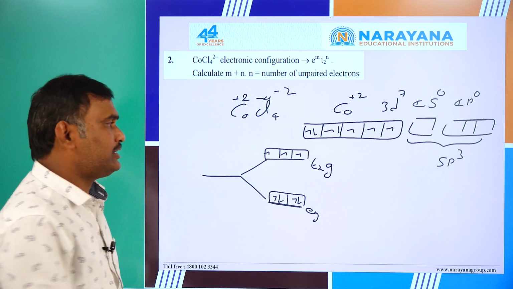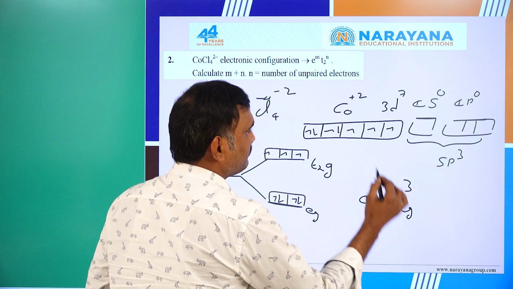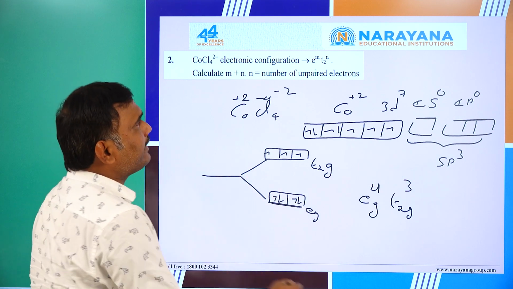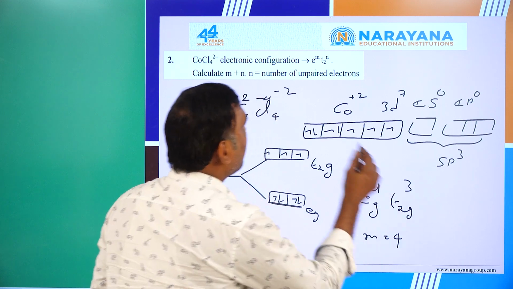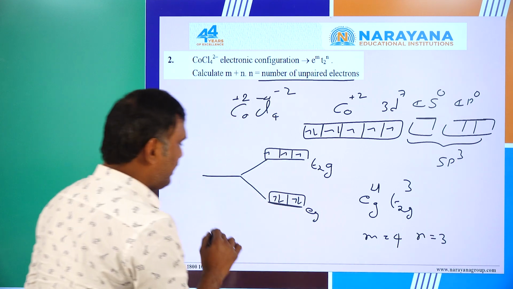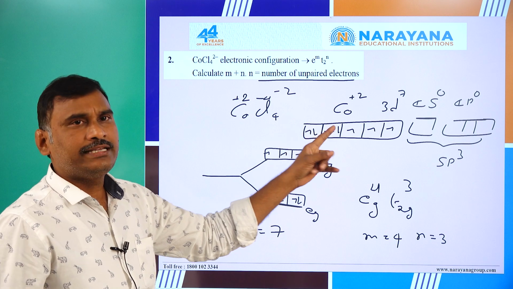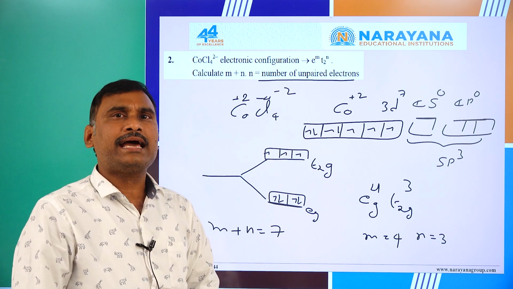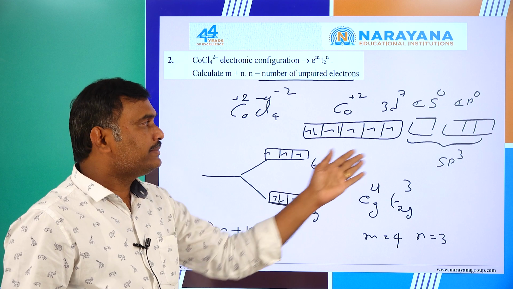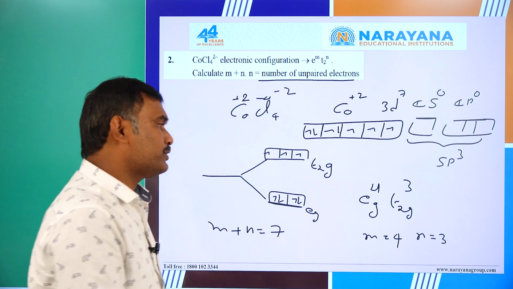So according to the given configuration, e has 4 and t2 has 3. See friends, here the e set has 4 electrons and the t2 set has 3 electrons. So m is equal to 4, and the number of unpaired electrons in the t2 set is 3. That is why the m plus n value becomes 7. This is the way we can easily solve the problem. It simply depends on the logic that the chloride ion is a weak field ligand. That is the simple logic we have to remember, and based on that we categorize the geometry as tetrahedral. That is why the e set comes down and the t2 set goes up. We'll go for the next question, students.